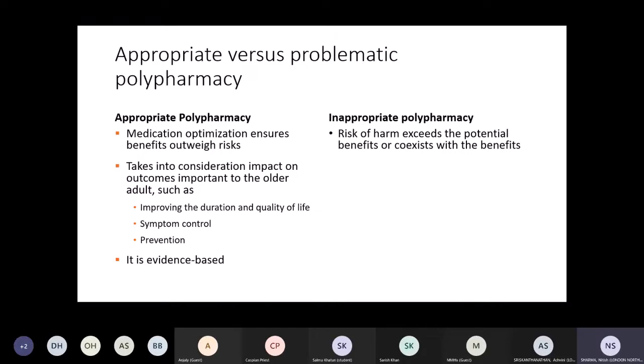What do you mean by appropriate and inappropriate polypharmacy? You would just need to outweigh the benefits and the risks. So, what does this mean? There are patients who are elderly, like 90 years old, and taking 3 antihypertensives and a statin on a maximum dose. We should stop and think, what are we trying to aim with this?